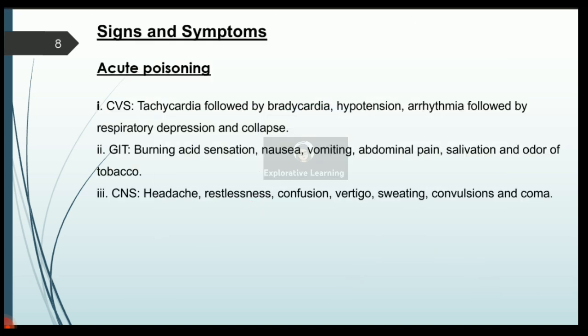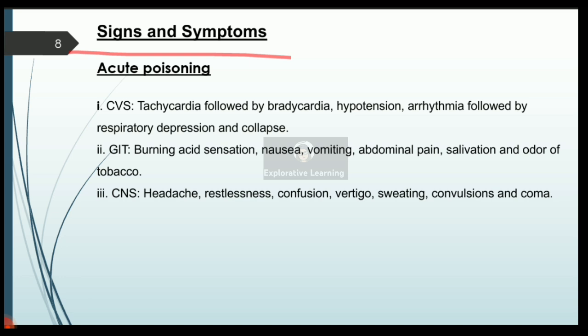Now, the common signs and symptoms that are observed in case of nicotine poisoning. First of all, you must know that some symptoms might be observed in case of acute poisoning, while others can be observed in case of chronic poisoning. The symptoms differ. It depends on the period over which the dosage is taken.